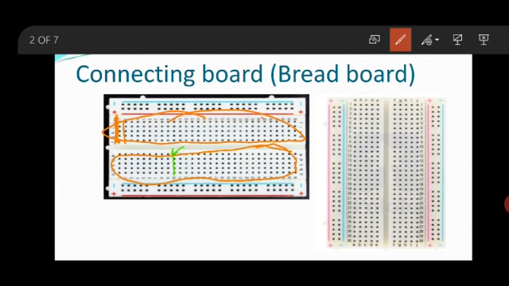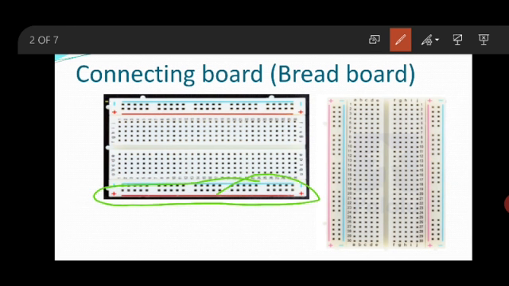The very top is horizontal, and below this one are vertical connections. Below this also is a vertical connection. In the bottom line, it is the same as the first one, a horizontal connection. There is a disconnection here, between this row and this row. Hope you understood this one.